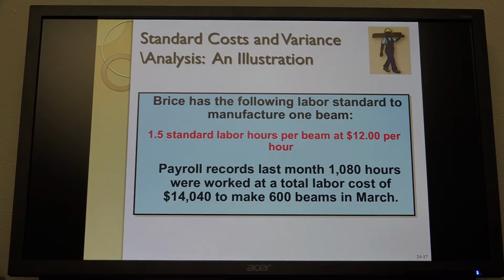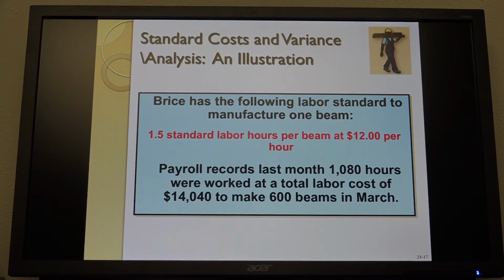So we have our illustration here. Bryce has the following labor standard to manufacture one beam: 1.5 standard labor hours per beam at $12 per hour. Payroll records last month show 1,080 hours were worked at a total labor cost of $14,040 to make 600 beams in March.